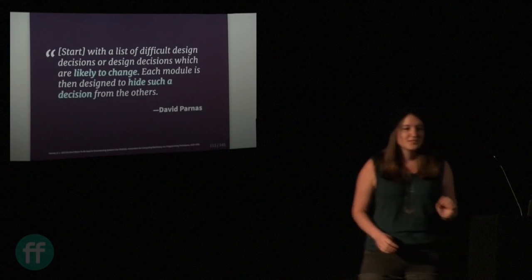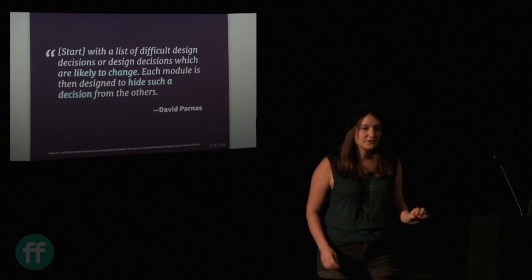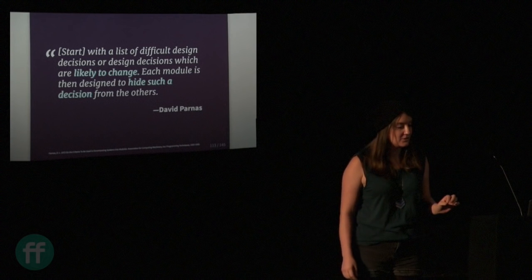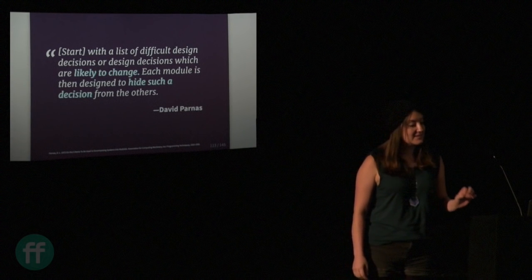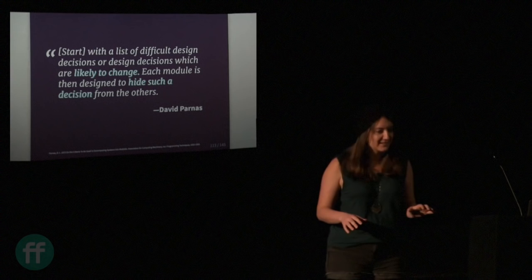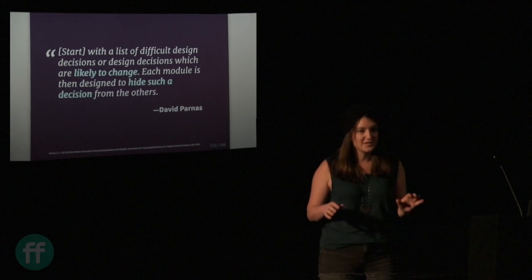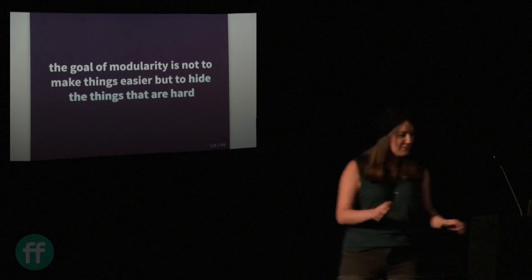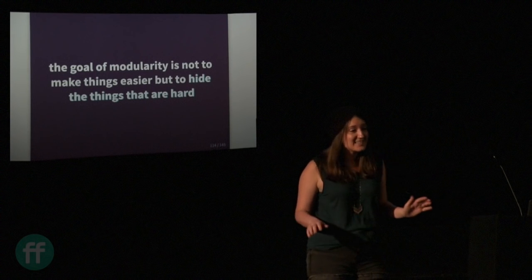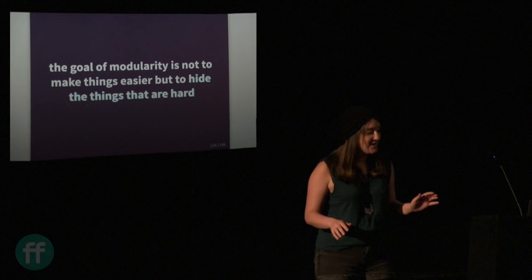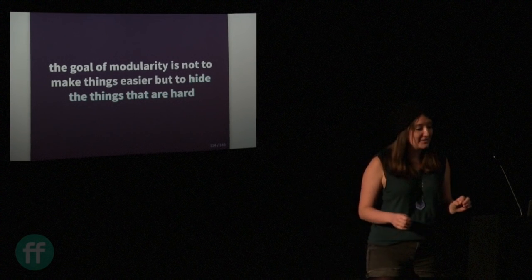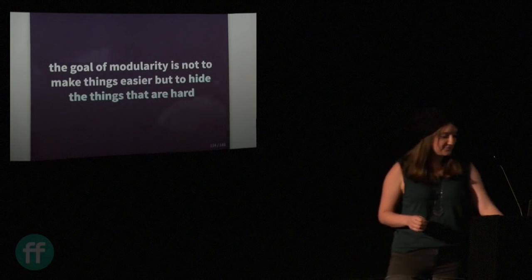He says, start with a list of difficult design decisions, or design decisions which are likely to change. Each module is then designed to hide such decisions from the others. And this is the difference, all right? The goal of modularity is not to make things easier for us as developers, all right? The goal is to hide the things that are hard. That's what we're trying to do, all right?